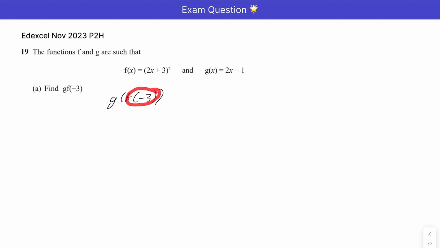But let's solve this first. It'll make our life easier. So let's put that into there. So that becomes g of, we have 2 bracket minus 3 plus 3, and the whole thing is squared.